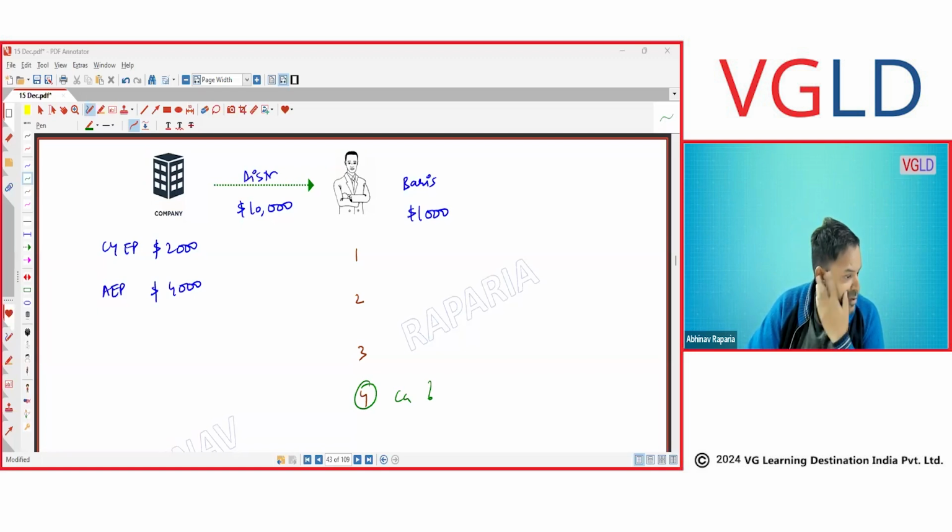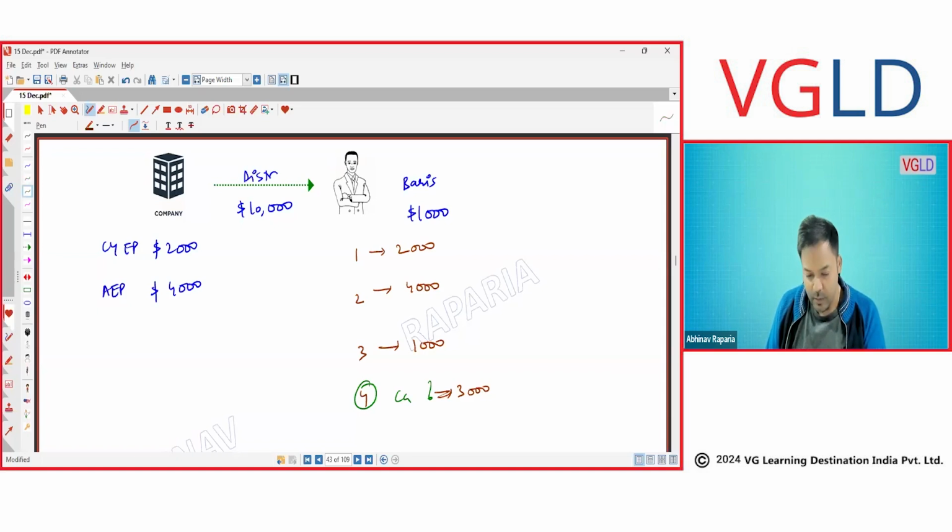Rani, Rina, what's your answer? Easy, something we have already done, everyone. This is 2,000. This is 4,000. This is 1,000. And capital gains, as you rightly said, 3,000. Point here, everyone. What is unique here? This is something you have already done.